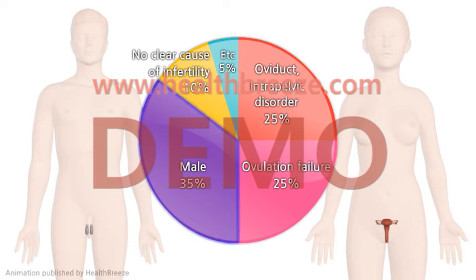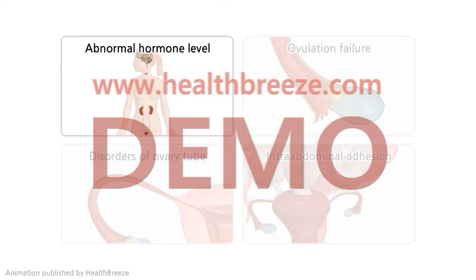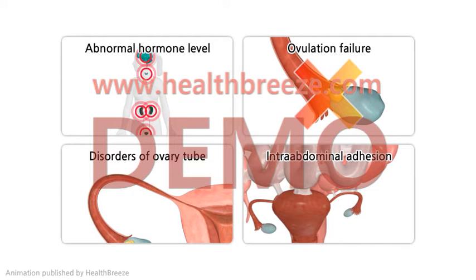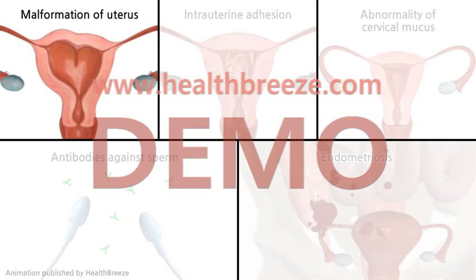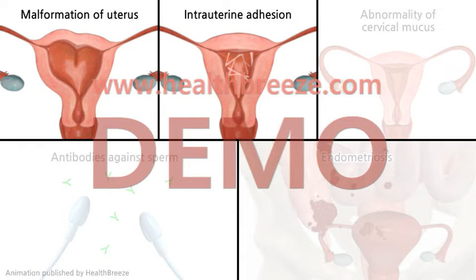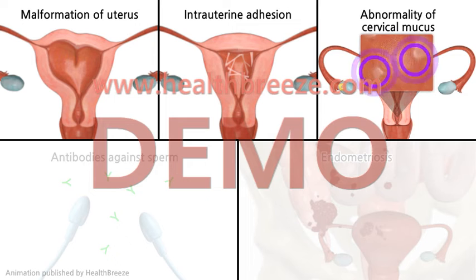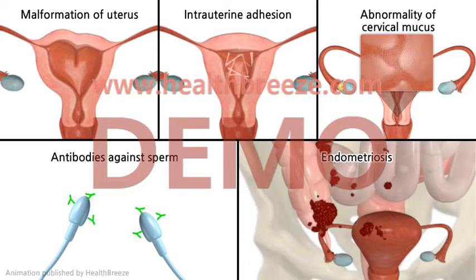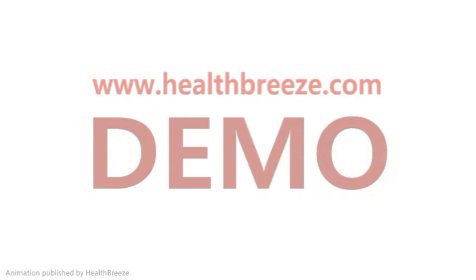The cause of infertility can come from either male or female, and sometimes, about 10% of the time, there is no clear cause of infertility. Female causes of infertility are mostly abnormal hormone level, ovulation failure, intra-abdominal adhesion, and sometimes malformation of the uterus, intrauterine adhesion, abnormality of cervical mucus that sperm passes through, antibodies against sperm, and endometriosis, etc.